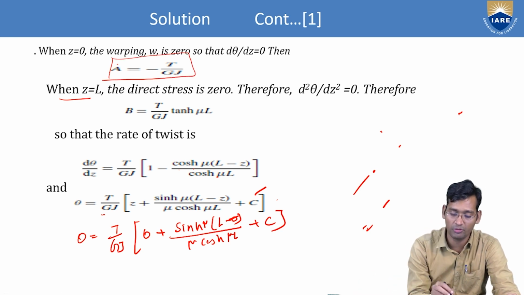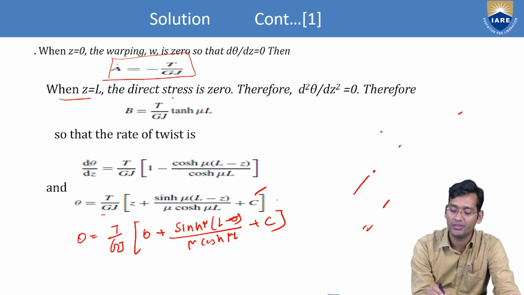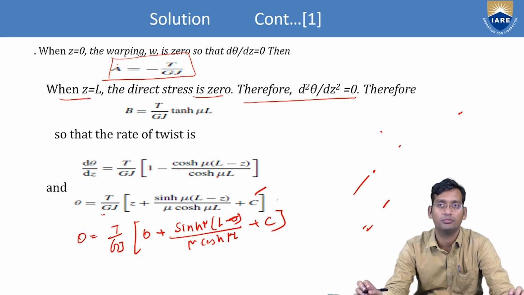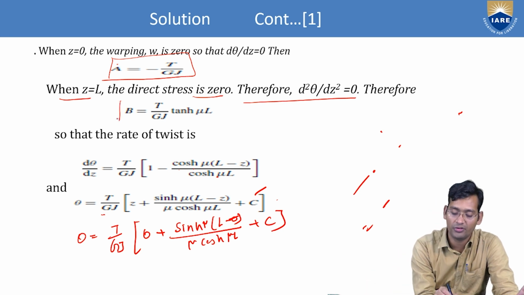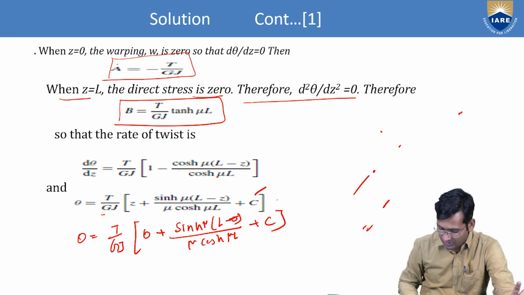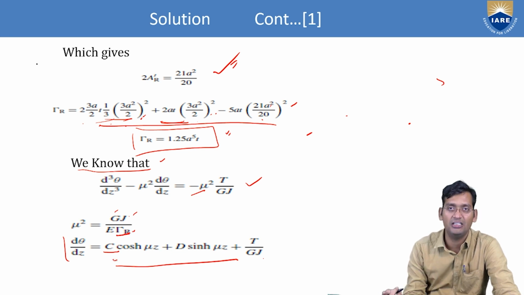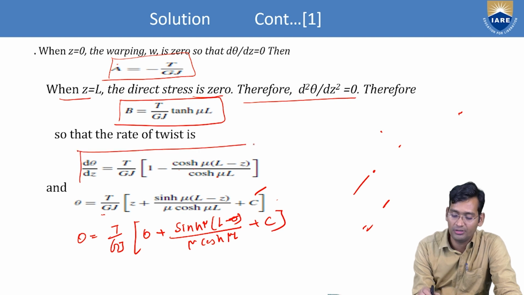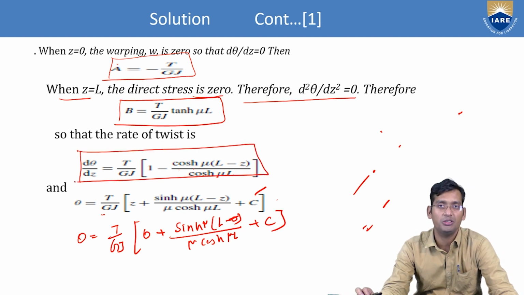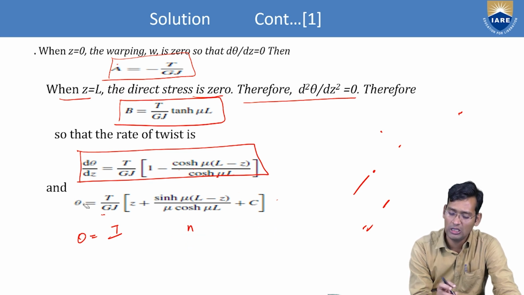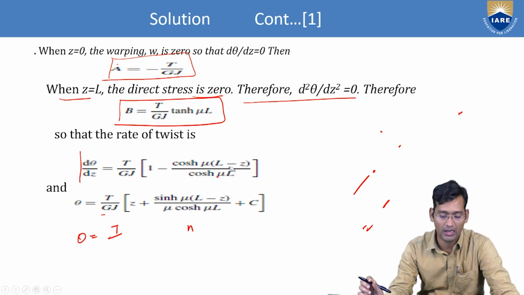First boundary condition. Now the second boundary condition: when z equals L, the direct stress is 0. Therefore, d² theta by dz² also equals 0. After substituting that, what will you get? B equals t by GJ into tanh mu L. Now substitute the A and B values here, that is C and D values, and simplify. After simplifying, what did you get? d theta by dz equals t by GJ into 1 minus cosh mu (L minus z) by cosh mu L, right?